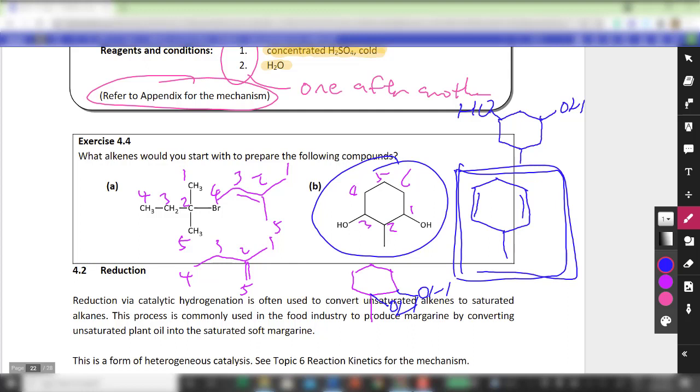But if we propose the other alkene, which is the conjugated version, then we're going to run the risk of getting a lot of potential side products. So therefore, it's not entirely desirable.